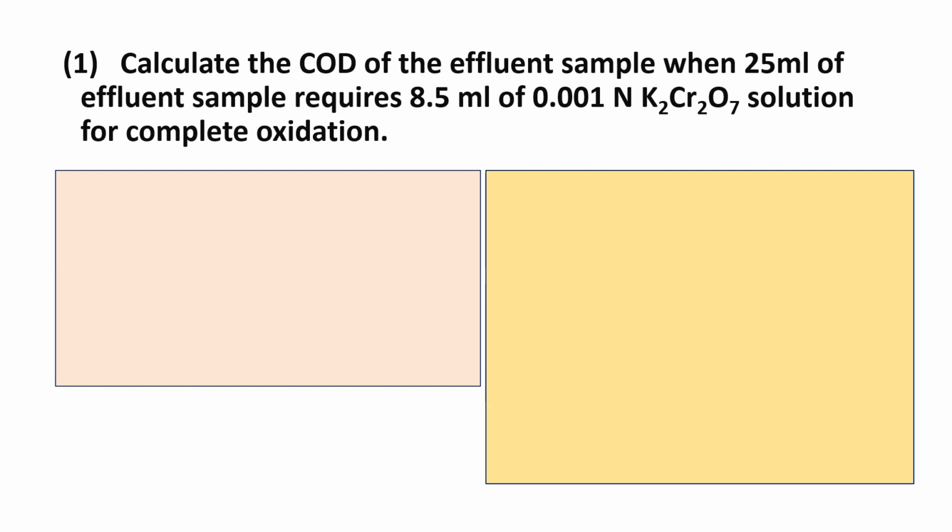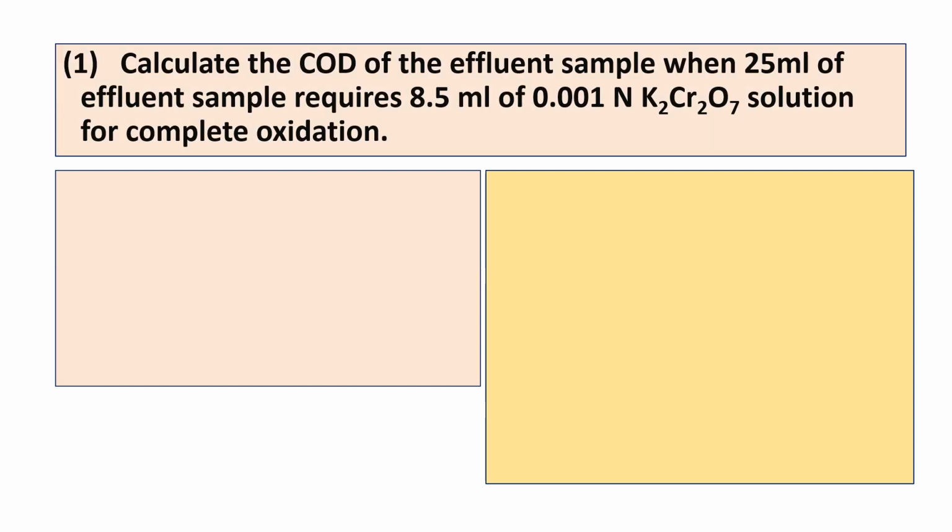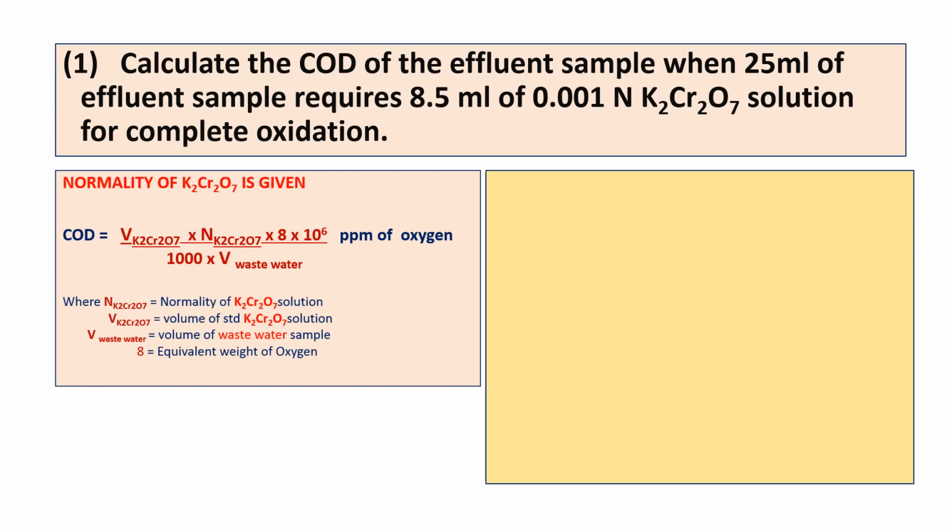In the first type of problem, calculate the COD of effluent sample when 25 ml of effluent sample requires 8.5 ml of 0.001 normal potassium dichromate solution for complete oxidation. So please pay attention over here. They have given 0.001 normal potassium dichromate, so you have to use the formula in which normality of potassium dichromate is given.